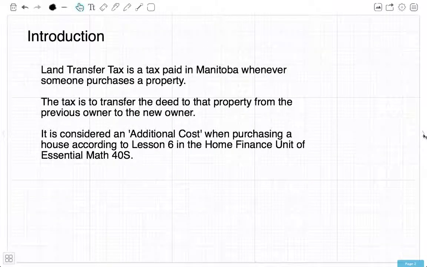Land transfer tax is a tax that's paid in Manitoba whenever someone purchases a property. It's based on both the cost of the land that is purchased and any buildings on the land. The tax is to cover Manitoba's costs in transferring the deed for that property from the previous owner to the new owner. And land transfer tax is considered an additional cost when you look through your list of additional costs in lesson 6 of your home finance unit.